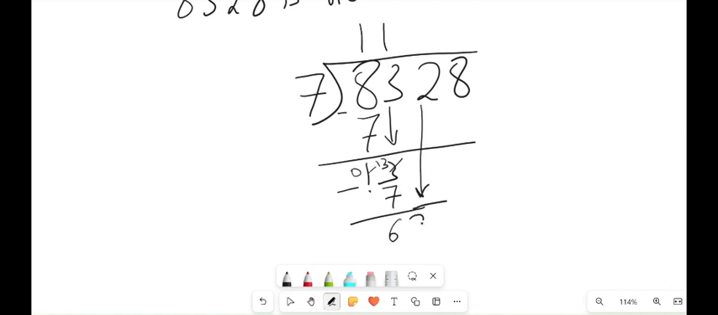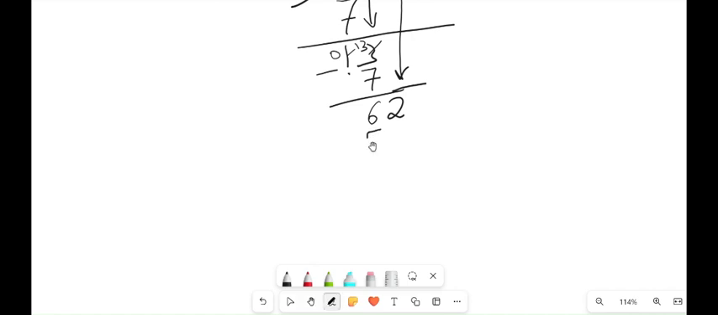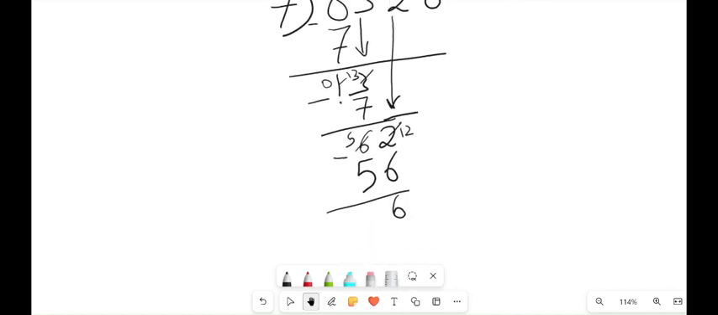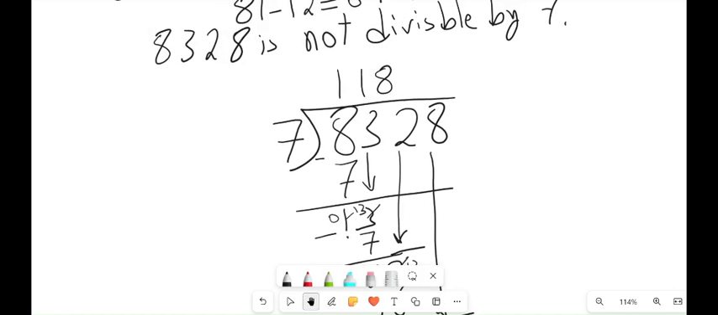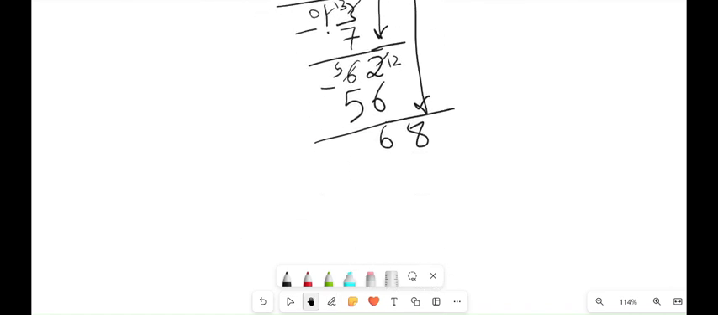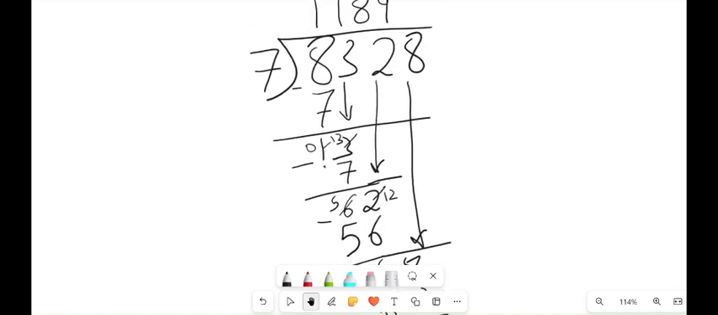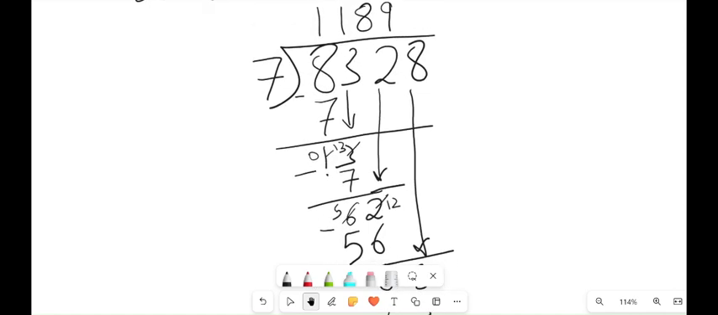Bring the 2 down. 62 divided by 7 is 8. 8 times 7 is 56. 62 minus 56, again you can do the trading, will be 6. Now I bring down the 8. So 68 divided by 7 is 9. 9 times 7 is 63. And the remainder is 5, which is not 0. That's why 8,328 is not divisible by 7.